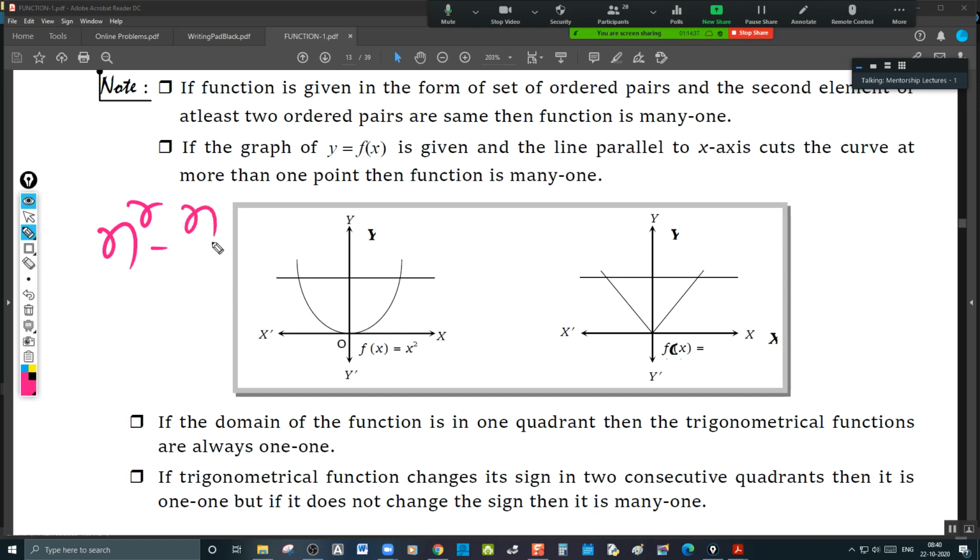n power r minus nPr, beta. Total functions minus one-one functions gives you the many-to-one functions. Okay.